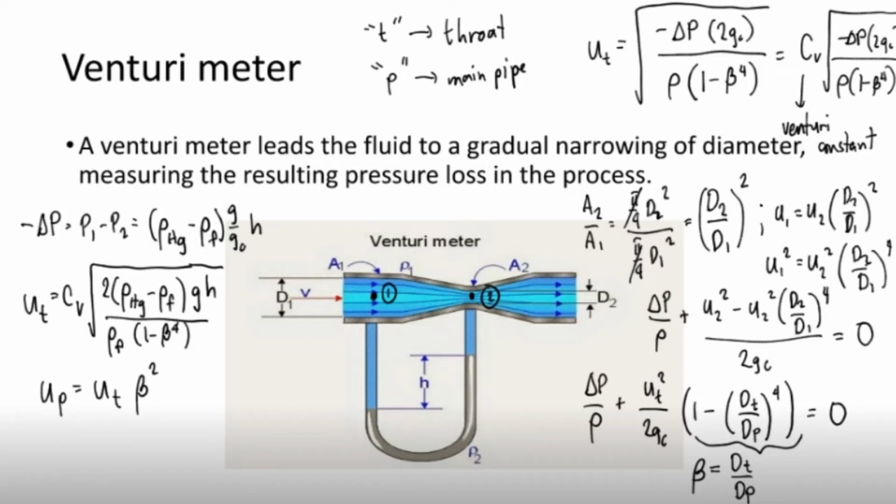So these two governing equations are all that you need in order for you to determine the velocity of flow of the fluid. And that is the main point of using a flow meter to determine the velocity of a flowing fluid. Okay, let's try to solve an example.